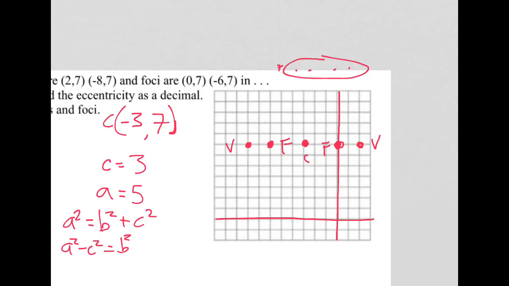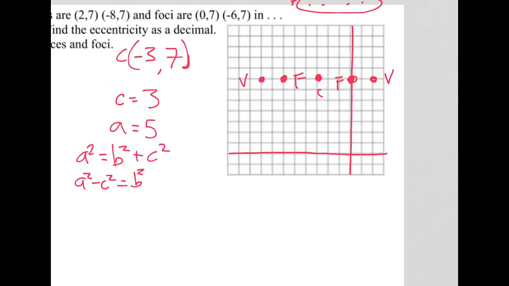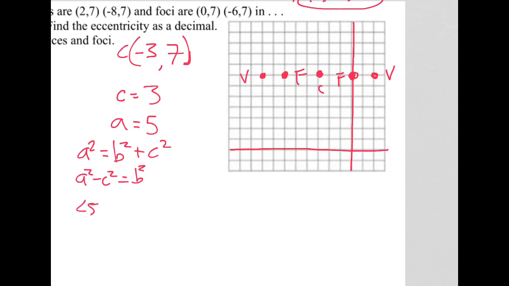And now let's go ahead and plug in the values that we know. We know A is 5, so I have 25 minus my C value squared, which is 9, equals my b squared value. So 25 minus 9 is a number. 25 minus 10 is 15, so 25 minus 9 is 16, which is telling me b squared, and therefore I know that b has to be 4.